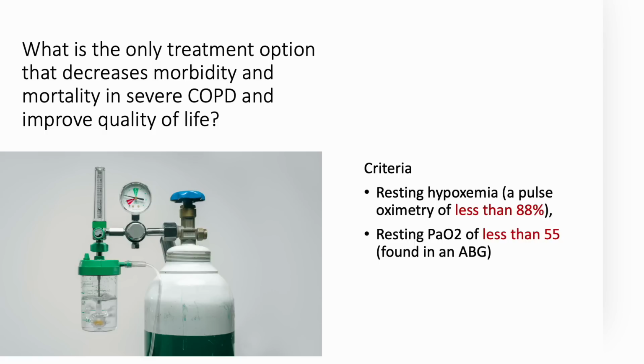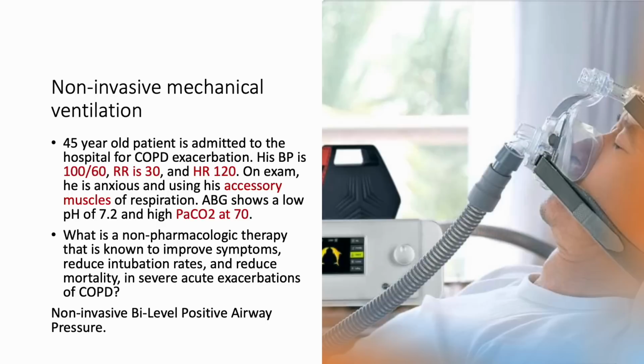However, there are strict criteria for starting home oxygen. If the patient has resting hypoxemia, defined as a pulse oximetry of less than 88%, or if the patient has a resting PaO2 of less than 55, which is found in an ABG.